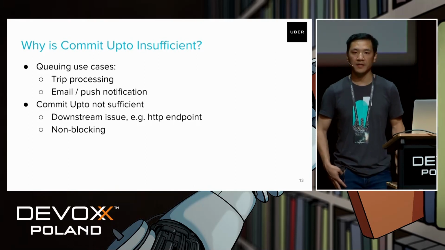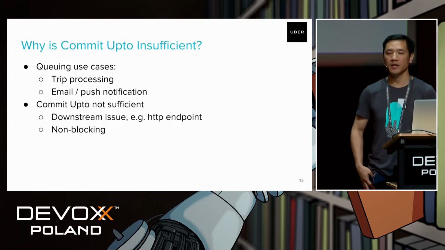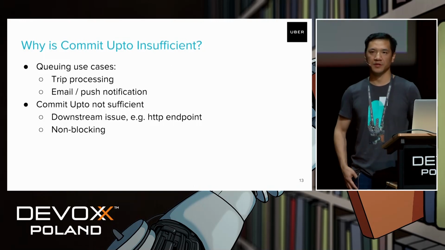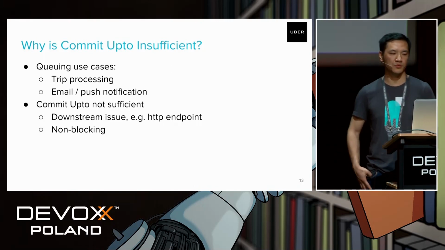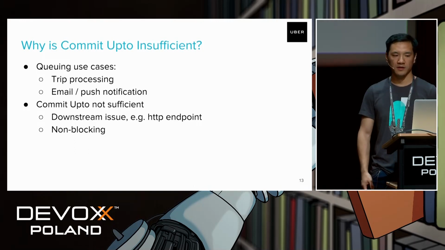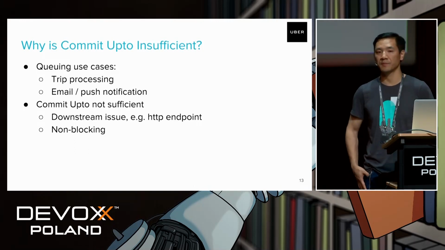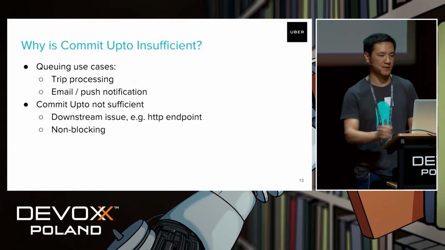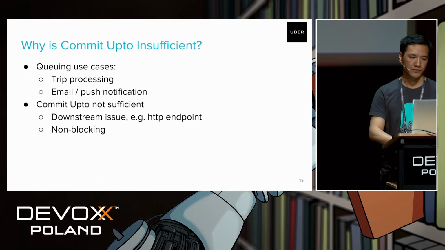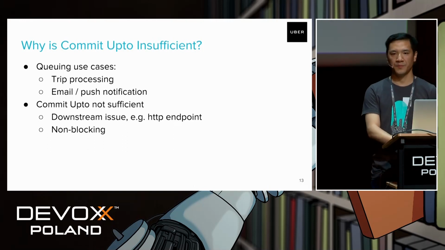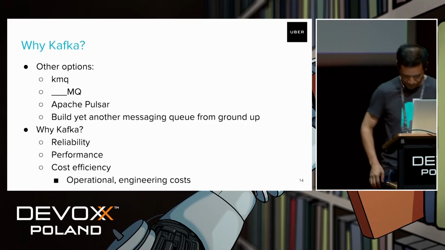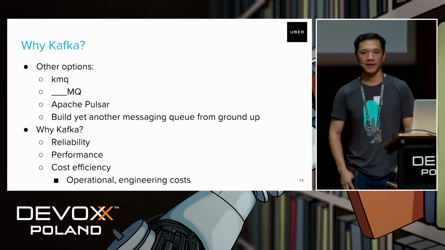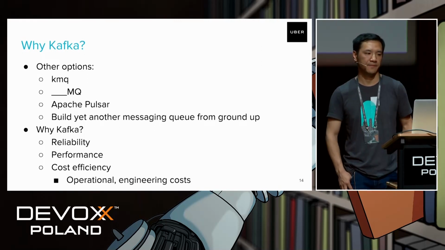We also have some other queuing use cases. For example, emails and push notifications. In this case, ordering is really not a requirement, and commit-up-to will be blocking for the processing. So we need to build our own redelivery and dead letter queue feature on top of Kafka.